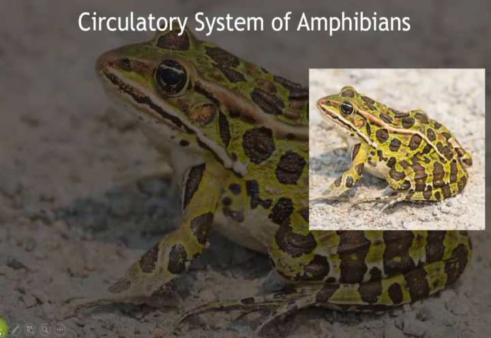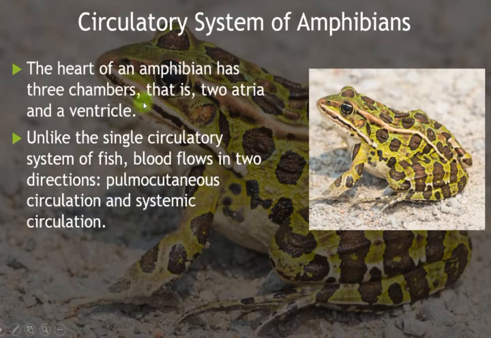Okay, next we go to the circulatory system of amphibians. The heart of an amphibian has three chambers, that is two atria and a ventricle. Unlike the single circulatory system of fish, the blood flows in two directions, which are pulmocutaneous circulation and systemic circulation.